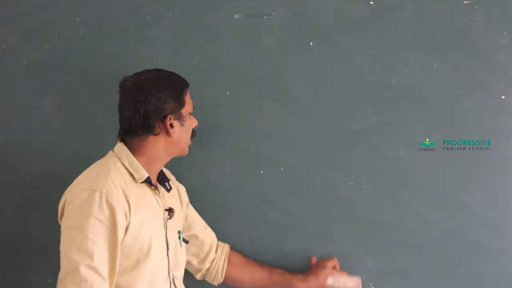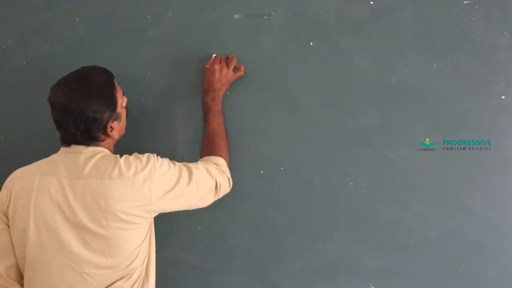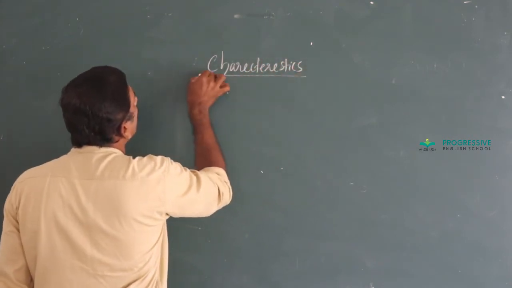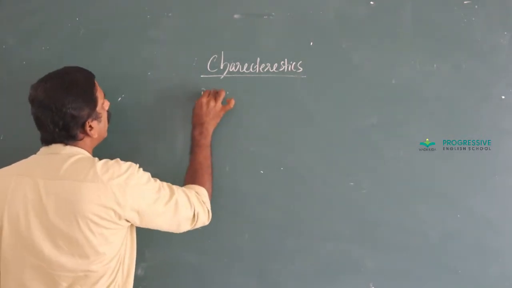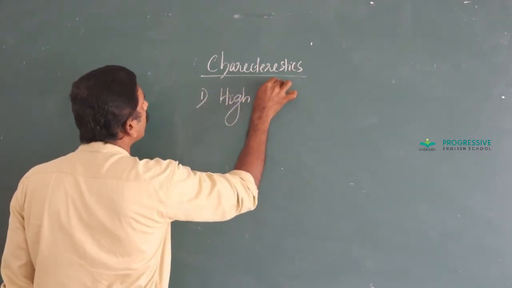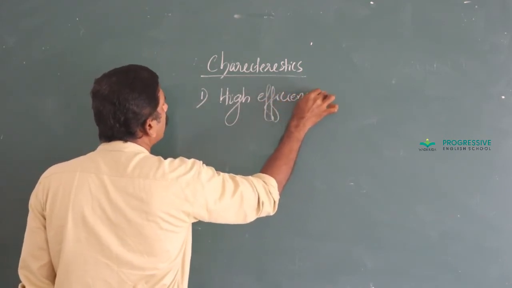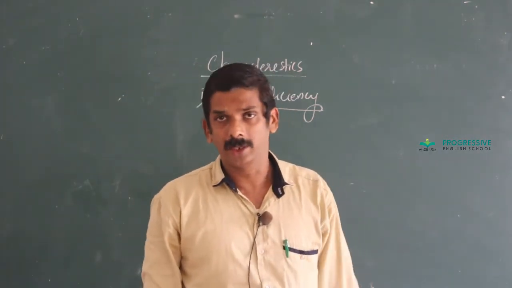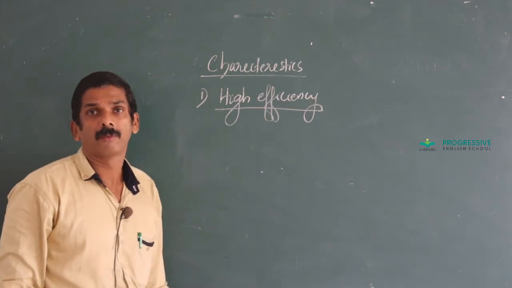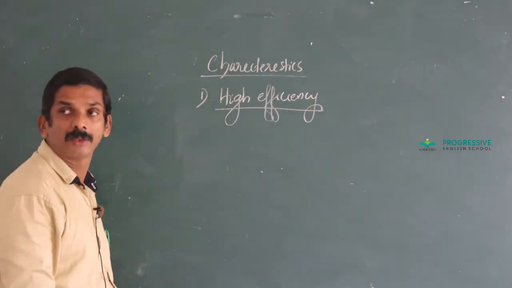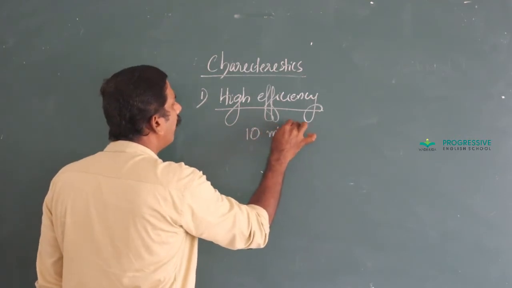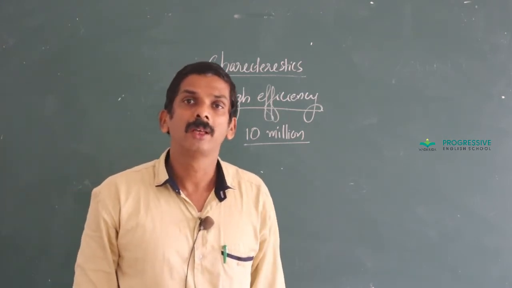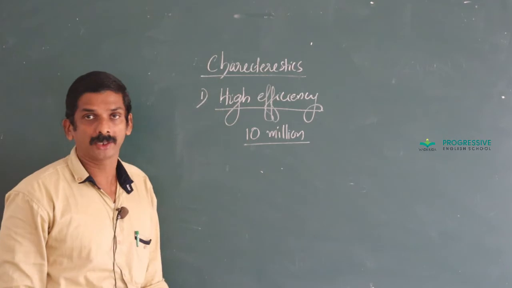Then, what are the characteristics of enzyme catalysis? Characteristics of enzyme catalysis. First one is high efficiency. High efficiency means enzyme as a catalyst can increase the rate of a reaction up to 10 million times faster than the uncatalyzed reaction.